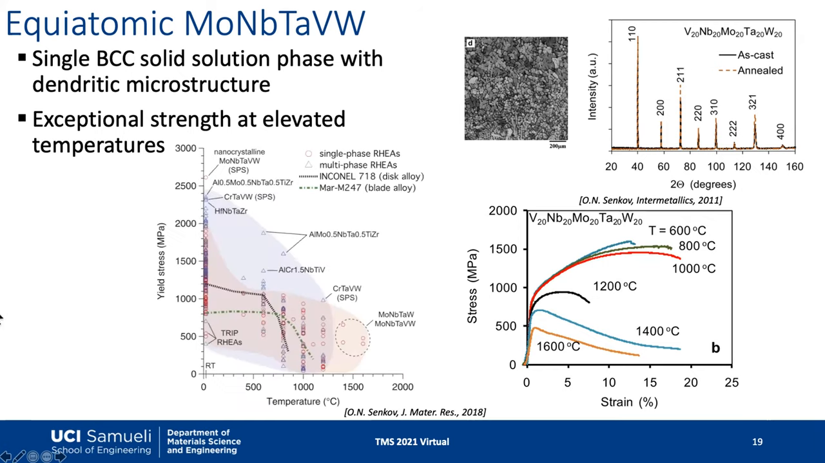Now, when we compare these to well-known alloy systems like Inconel 718 or MARM-M247, plotting it as a function of yield strength to temperature, the Inconel is right here. You'll see that right around 800, 750 or so, the yield strength drops dramatically, and similarly for MARM-247, whereas these BCC single phase solid solution phases, the moly, niobium, tantalum, tungsten, and as well as vanadium, show a great deal of promise where they're maintaining their yield strength at temperatures at 1500 degrees centigrade. And I want to remind ourselves that these are not optimized yet.